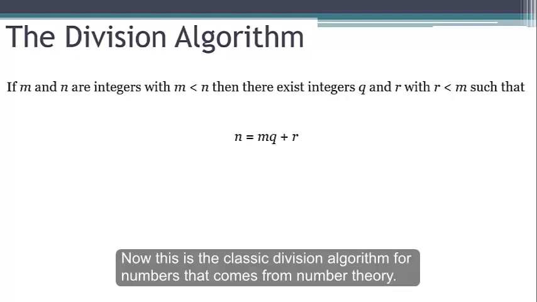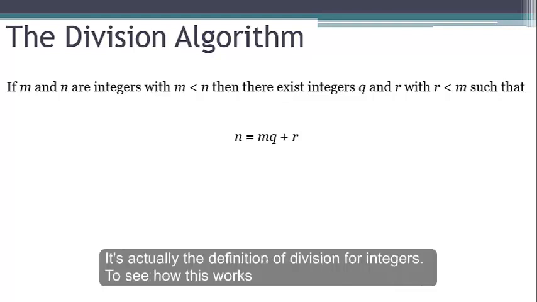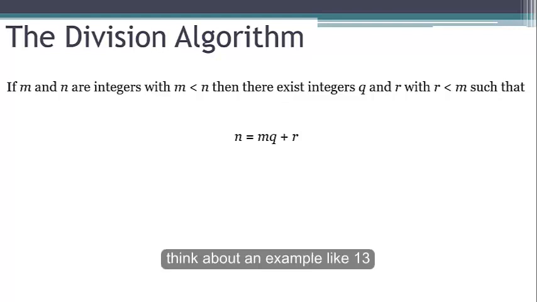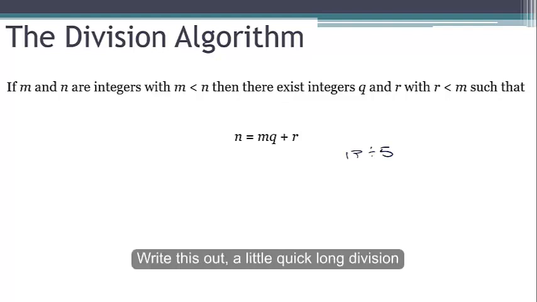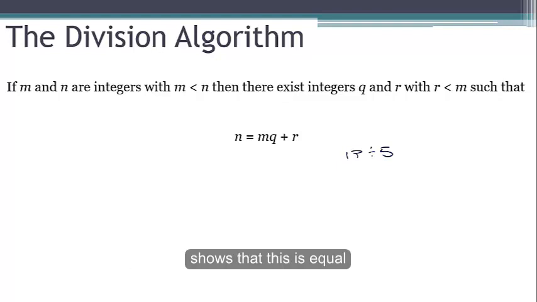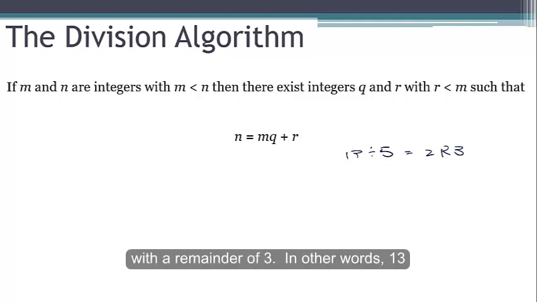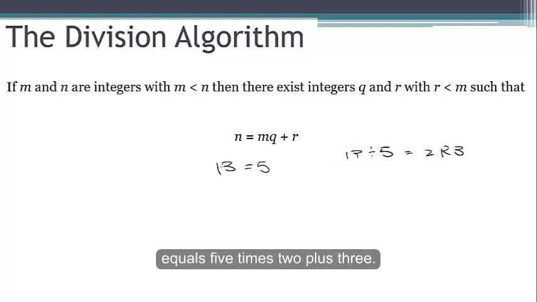Now, this is the classic division algorithm for numbers that comes from number theory. This is actually our definition of division for integers. So to see how this works, think about an example like 13 divided by 5. A quick long division shows that this is equal to 2 with a remainder of 3. In other words, 13 equals 5 times 2 plus 3.